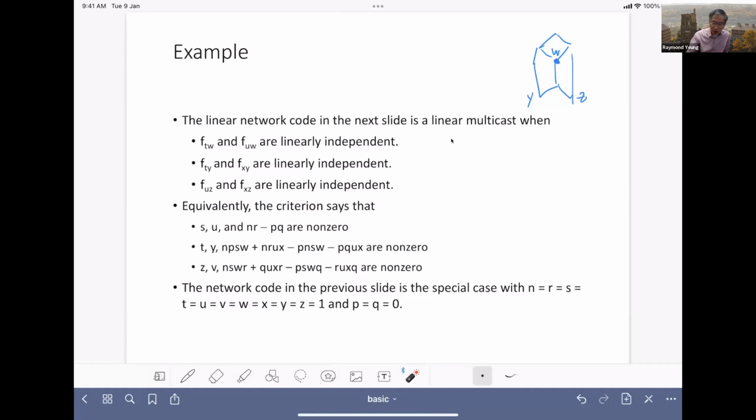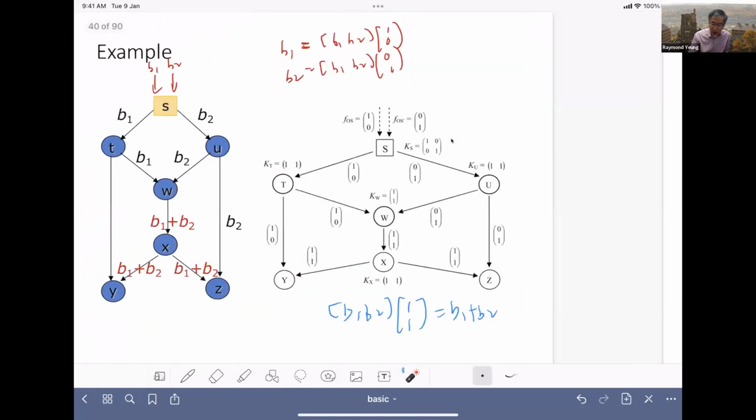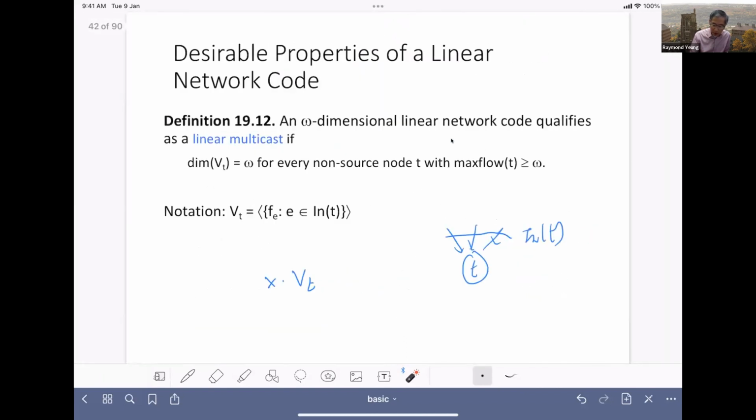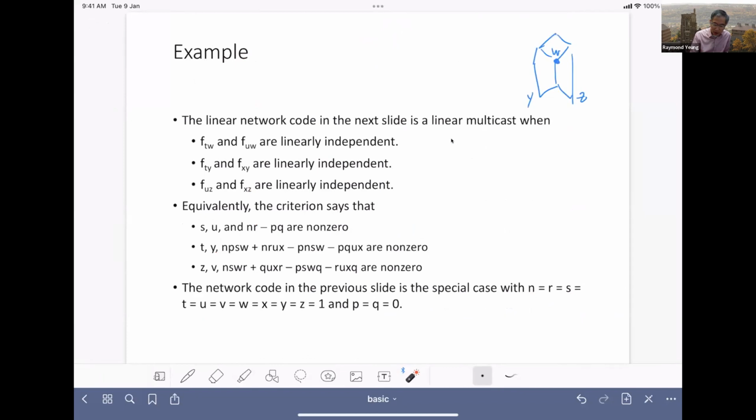And this example that we have shown here, either this or this, okay, is such a case. So to obtain this code, which works such that W, Y, and Z all can decode, we just set N, R, S, T, U, W, X, Y, Z to be 1 and P and Q to be 0. Okay, that's what we have done, except that I'm explaining this in a more general setting.